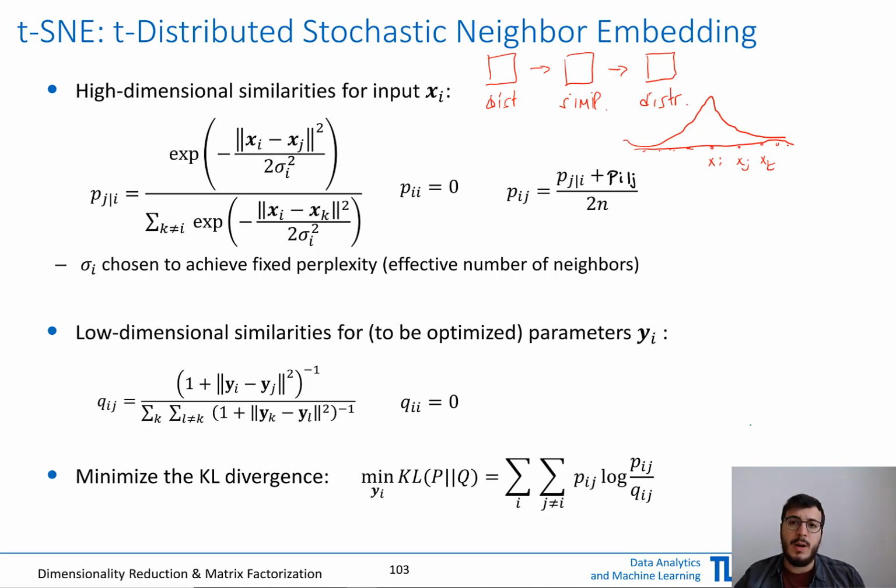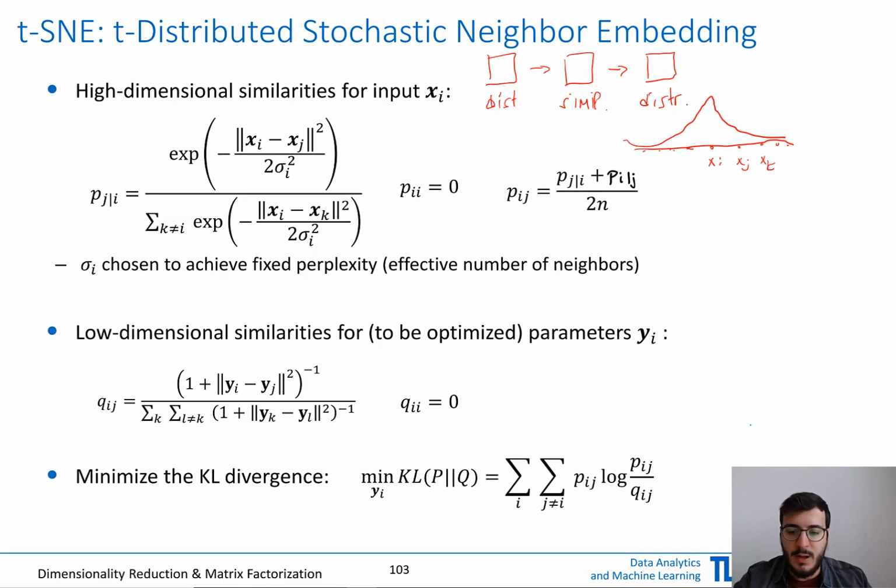Okay, so this was one particular way of going from distances to similarities. You could also have chosen just to say similarity is the negative distance, or similarity is 1 over the distance, or something else. But the benefit of using a Gaussian distribution is that we can control the effective neighborhood. Let me illustrate what I mean by this.